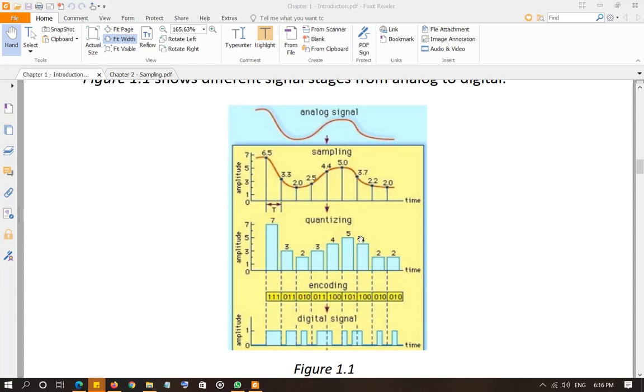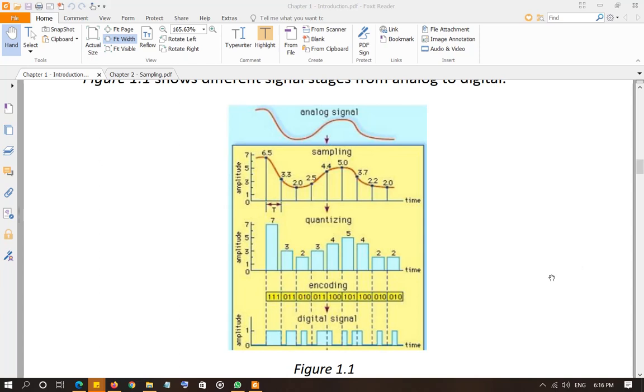But when you quantize them, observe that 6.5 is changed into 7, 3.3 is changed into 3, 2.0 is changed into 2, and so on and so forth. So basically, quantized values are not the exact value of the sample, but they are the closest value of the sample, and that closeness is based on how many bits you're using, right?